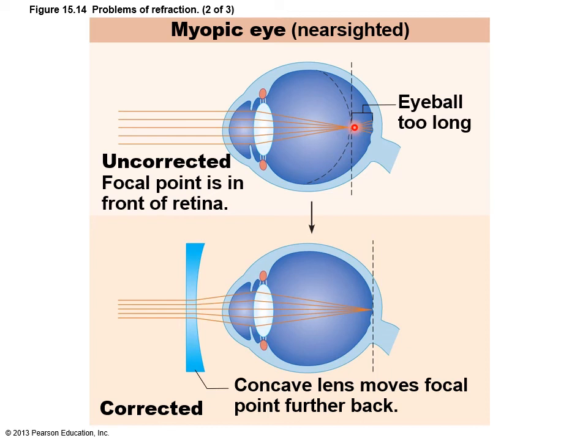The myopic eye, where you're nearsighted, the eyeball is just a little bit too long, and so the focal point is ahead of where it should be. So the corrective lens is a concave lens, and with a concave lens, you diverge the rays out a little bit more so that they focus back behind where they normally would, so that you can see the object.